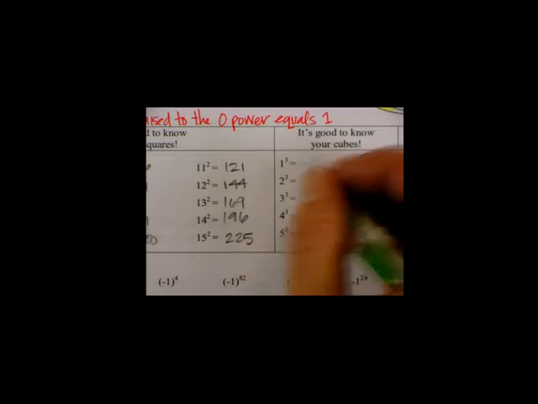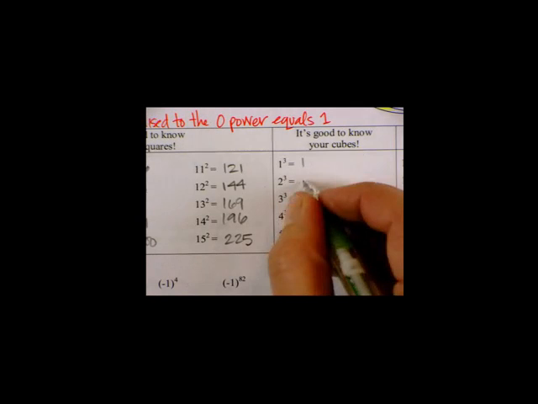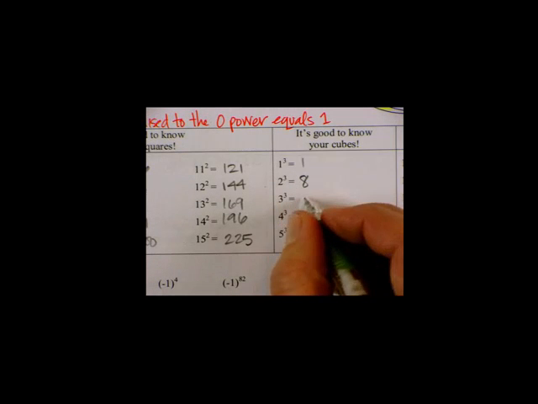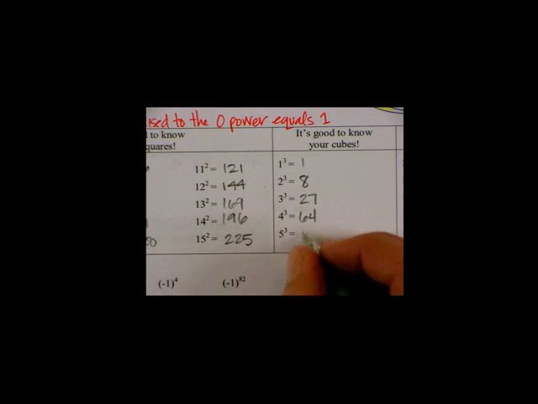It is good to know your squares from 1 through 15. These are all fair game on any exam. It is also good to know your cubes. 1 to the third is 1. 2 times 2 times 2 is 8. 3 times 3 times 3 is 27. 4 times 4 times 4 is 64. 5 times 5 times 5 is 125.